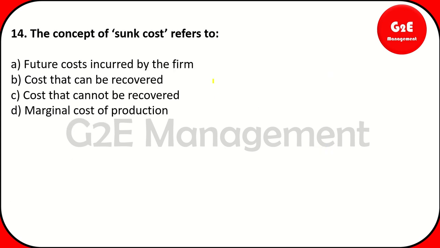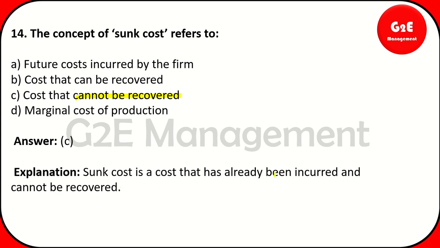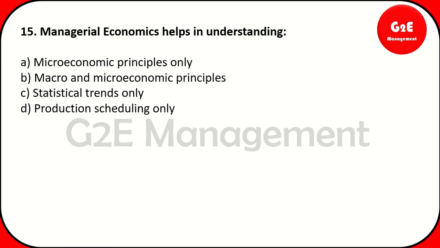And number 14, the concept of sunk cost refers to: future cost incurred by the firm, cost that can be recovered, cost that cannot be recovered, or marginal cost of production. The sunk cost, in a sense, is cost that cannot be recovered. Okay, you need to keep this in mind. Sunk, in a sense, what? Cannot be recovered costs, such kind of expenses. The costs that have already been incurred and cannot be recovered. Okay, that is called sunk cost.